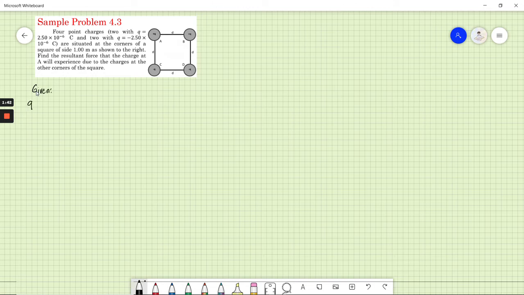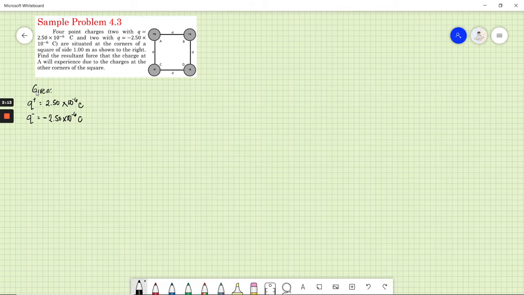Our first charge has a positive charge and the magnitude is 2.50 times 10 raised to negative 6 coulombs. And our next two charges have a charge of negative. I'm just writing the negative and the positive sign there to help us not get confused about what kind of charges we're talking about. But also there's the sign here, so that's negative 2.50 times 10 raised to negative 6 coulombs.